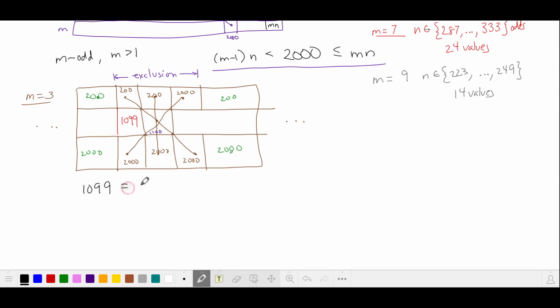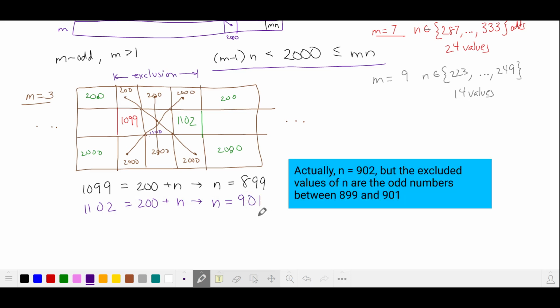1099 is equal to 200 plus n. N is equal to 899. This is disallowed. Let's take the other extreme, where 200 resides right above 1102. 1102 equals 200 plus n. That gives us n is equal to 901. These are 2 consecutive odd numbers.